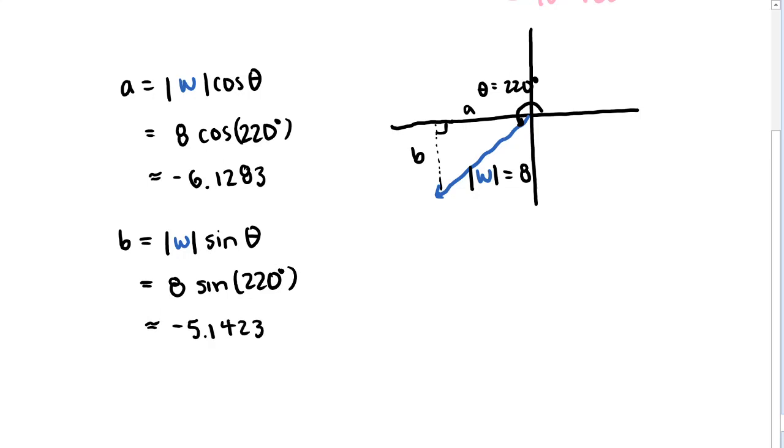5.1423. And so this is telling us that our vector, if we write it in component form, maybe I shouldn't write equals, I should say approximately, this is negative 6.1283, comma, negative 5.1423.